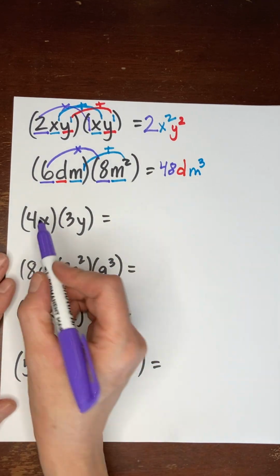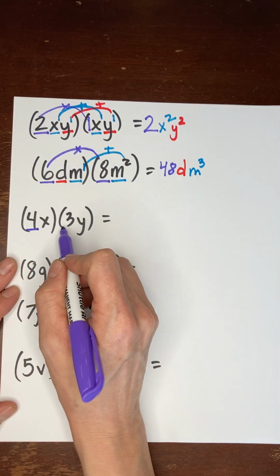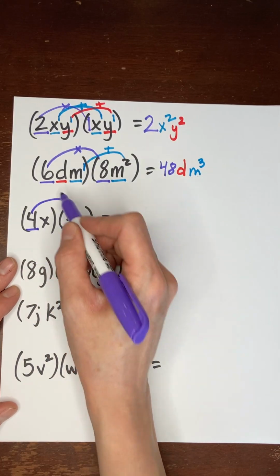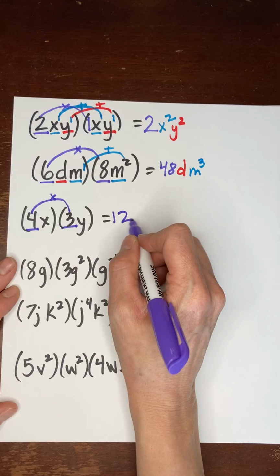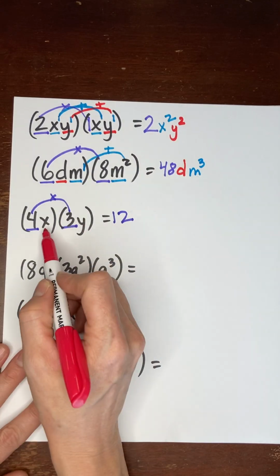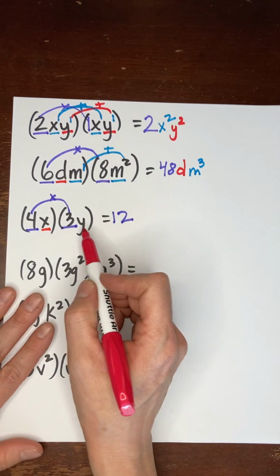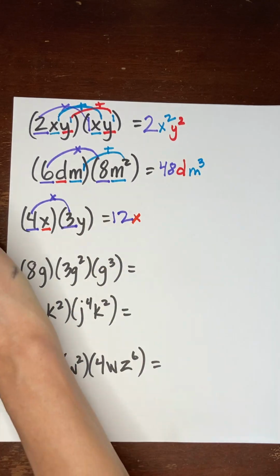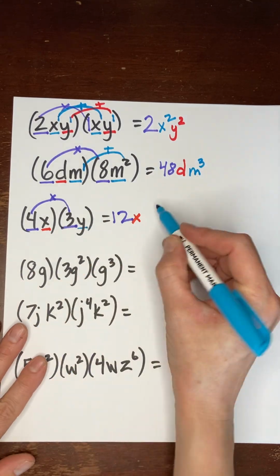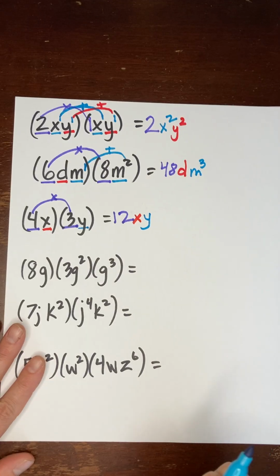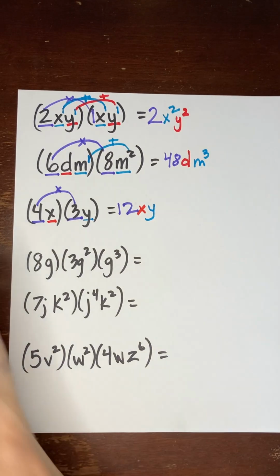All right, next one, we have 4x and 3y. So 4 times 3 is 12. Now I have x and y. x and y are not like bases, so there's nothing for me to combine. I'm just going to copy them over here. And I have y, so just copy y. So 12xy is my simplified answer.